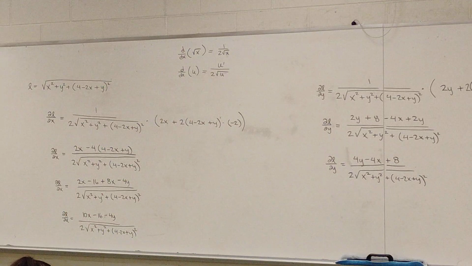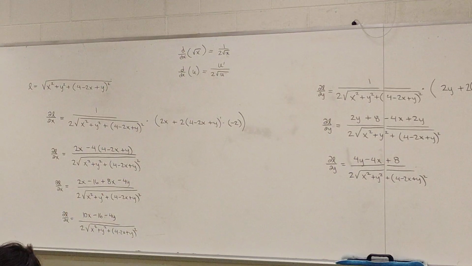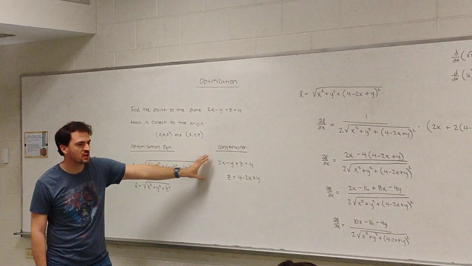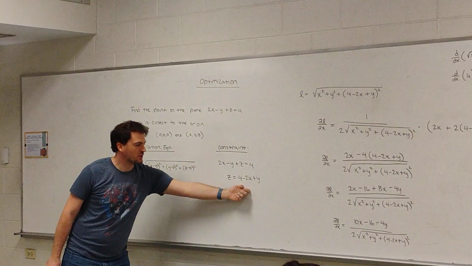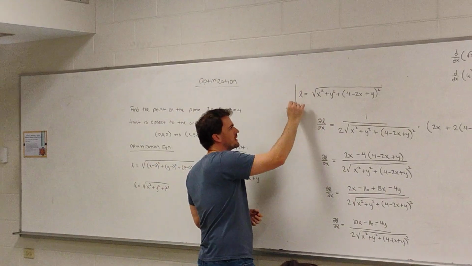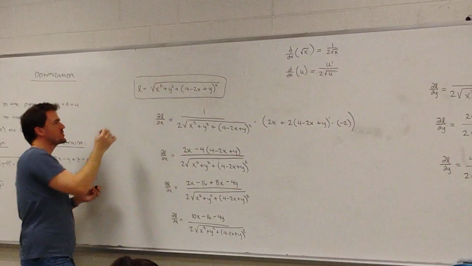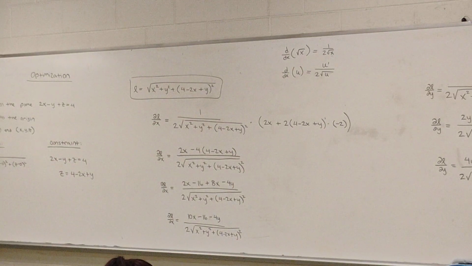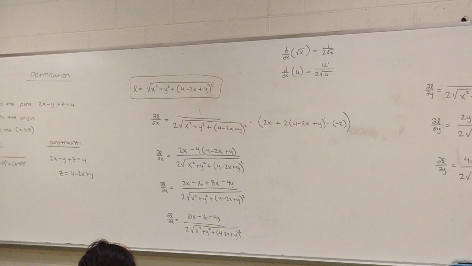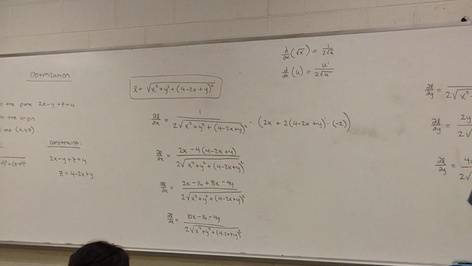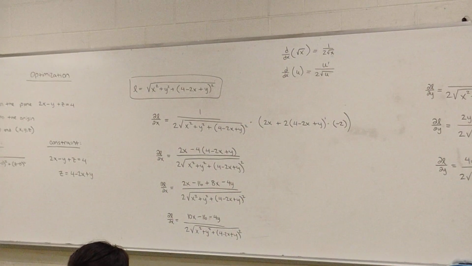Please ask questions on just so far. Identify an optimization equation and a constraint. Plug the constraint into the optimization equation, and now you get a function in terms of x and y. So you can find the partials with respect to x, partials with respect to y. And now I can go ahead and set them both equal to 0.